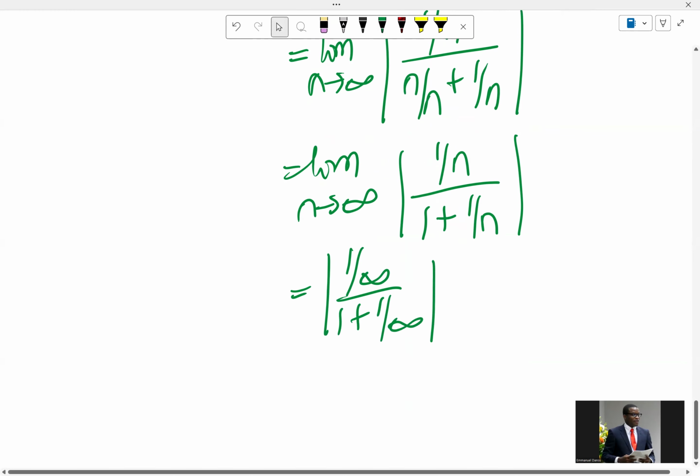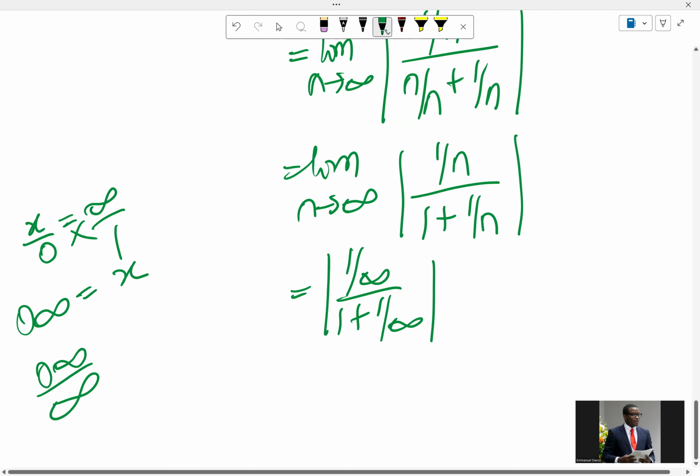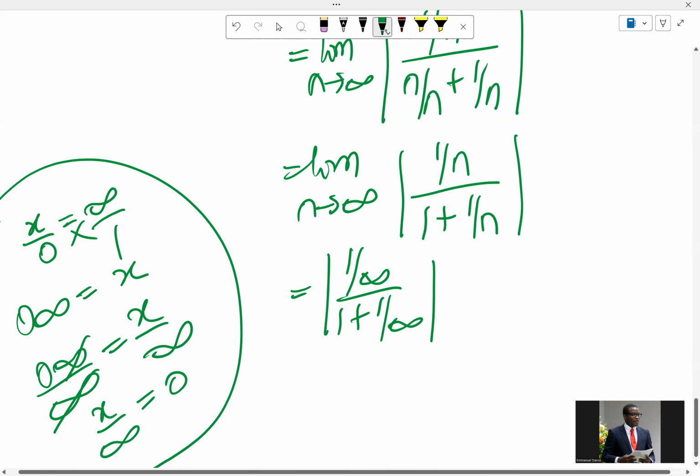Now, let's see. When you divide anything by 0, x divided by 0, for instance, is undefined, is infinity. So you can cross multiply. So you have 0 times infinity equals x. If you divide through by infinity, what happens? So you have 0 times infinity all over infinity equals x over infinity. So this cancels out. So it means whenever you divide anything by infinity, the answer is 0. Okay, so this is useful here.